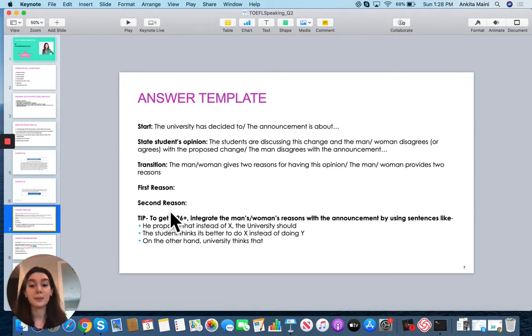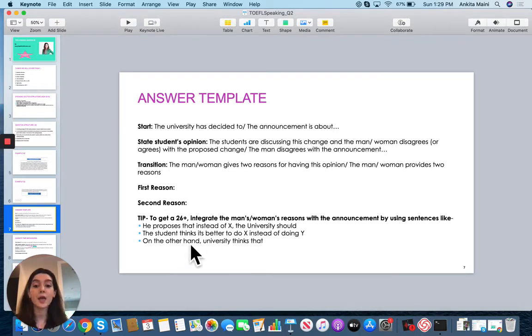Now, I want to give you a tip here. If you are somebody who needs a 26 plus, you really need to show the ETS graders that you understand the information and have the capability to combine the information from reading and listening. In order to do that, you can use some additional sentences that I have provided here. You can say, he proposes that instead of this, X, the university should do this. So he proposes that instead of adding evening computer classes, the university should buy additional computers.